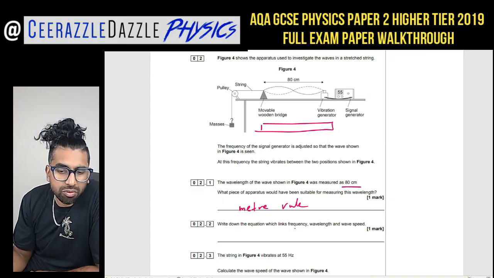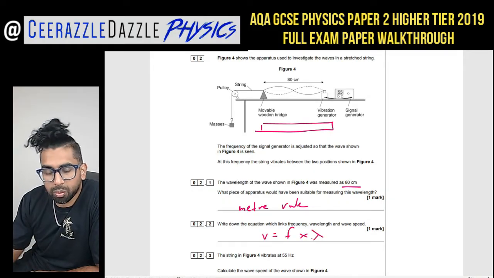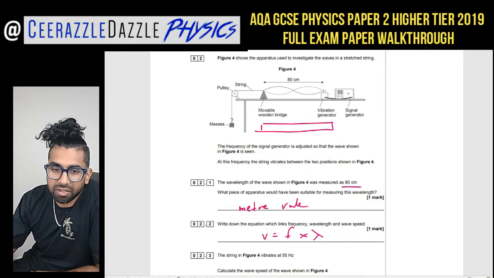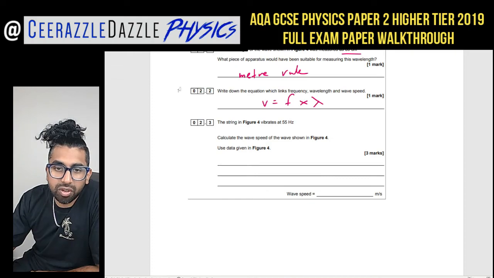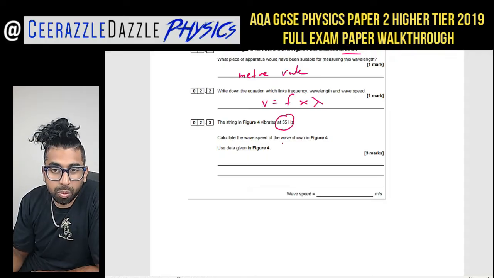Write down the equation which links frequency, wavelength, and wave speed. The wave speed is equal to the frequency multiplied by the wavelength. Excellent stuff. Next one is going to be 2.3. The string in figure 4 vibrates at 55 Hertz. Calculate the wave speed of the wave shown.